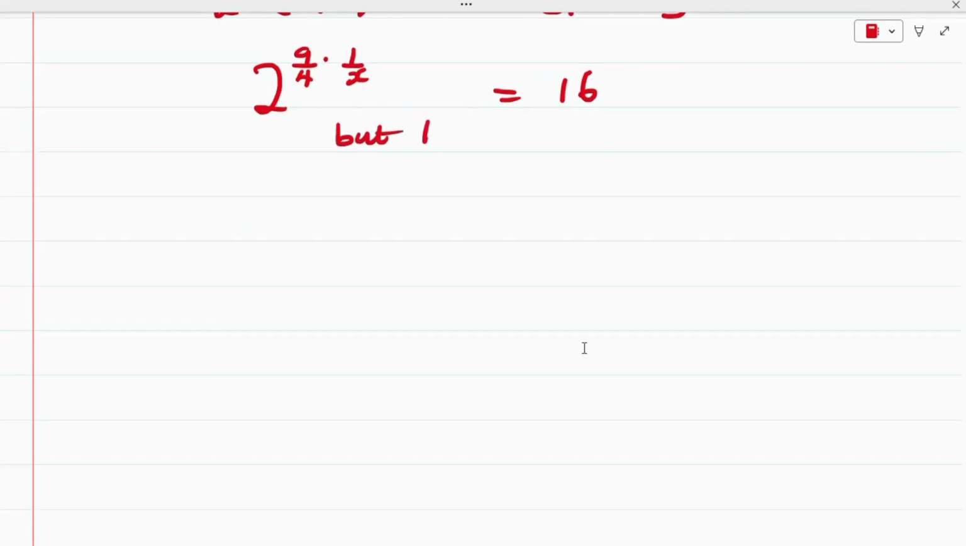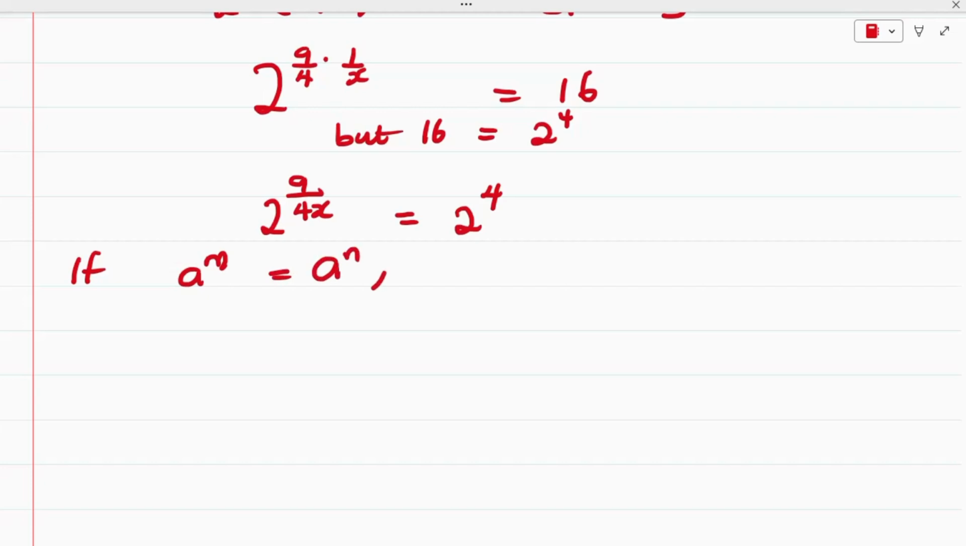But 16 can be expressed as 2 raised to the power of 4, right? So we have 2 raised to the power of 9 times 1 is 9, over 4 times x is 4x, which is equal to 2 raised to the power of 4. Alright, so from here we have that if a raised to the power of m is equal to a raised to the power of n, then m is equal to n. So applying this, we have 9 over 4x is equal to 4.